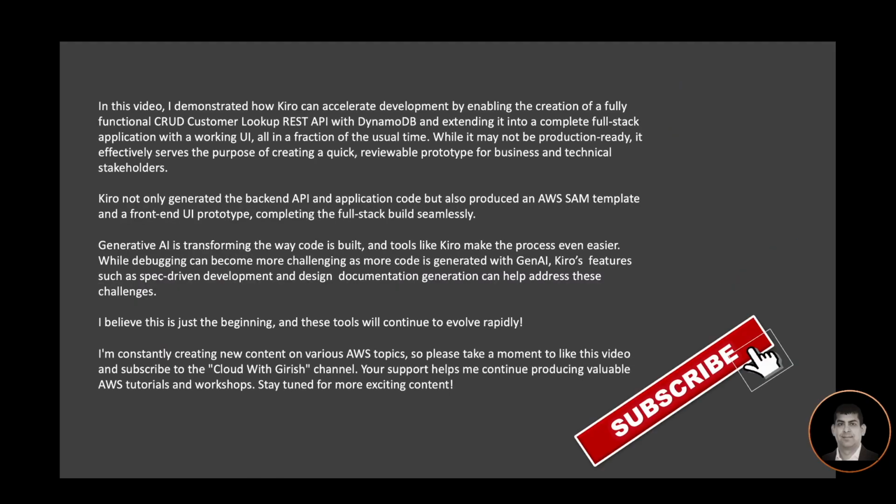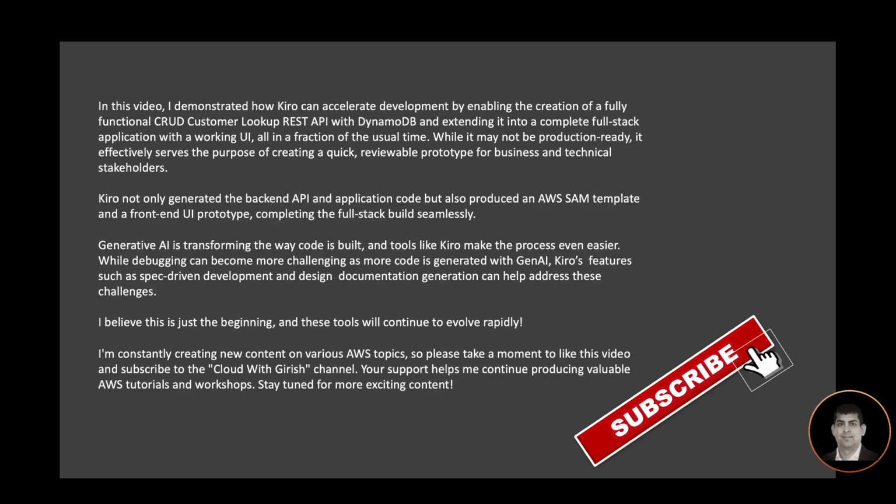So in this video, I demonstrated how Kiro can accelerate development by enabling the creation of a fully functional CRUD customer lookup REST API with DynamoDB, and then extending it into a complete full stack application with a working UI, all in a fraction of the usual time. While it may not be production ready, it effectively serves the purpose of creating a quick, reviewable prototype for business and technical stakeholders. Kiro not only generated the backend API and application code, but also produced an AWS SAM template and a front-end UI prototype, completing the full stack build seamlessly.